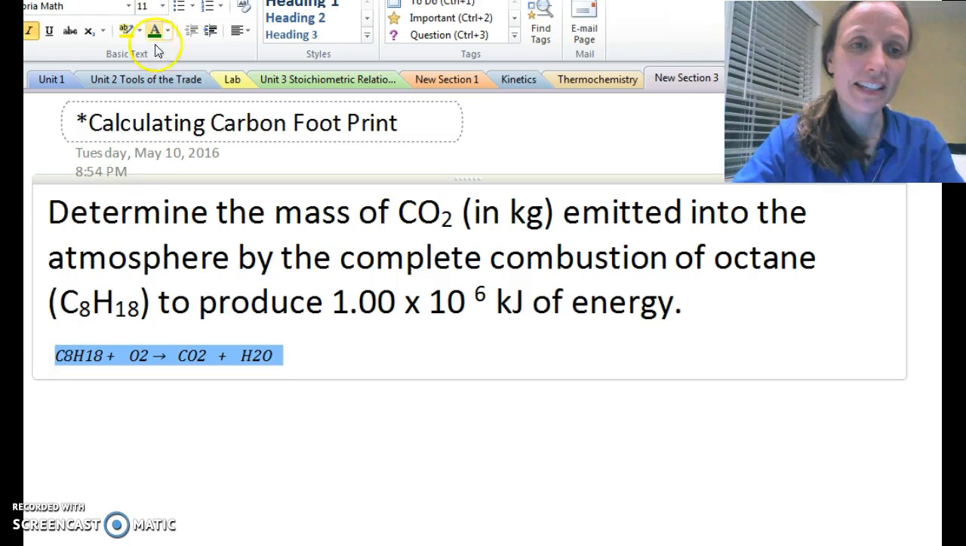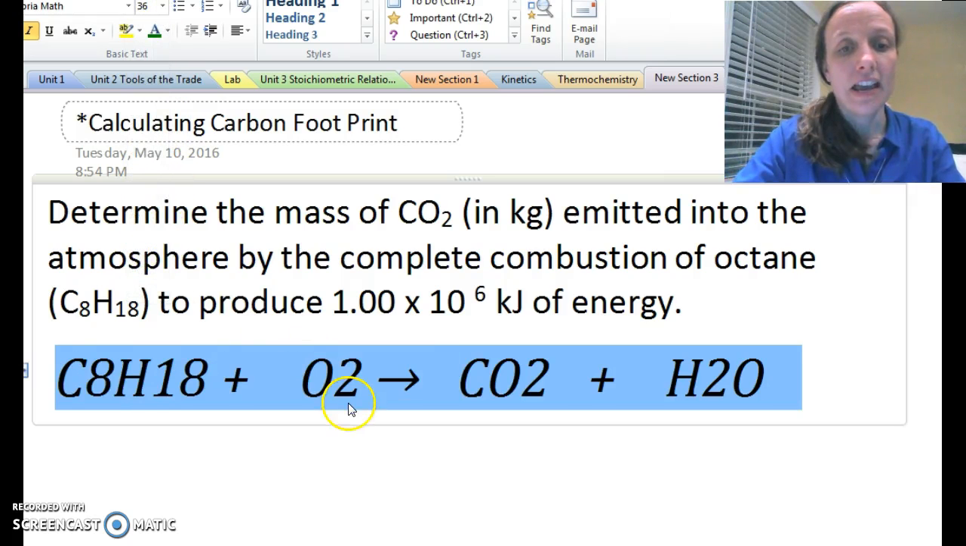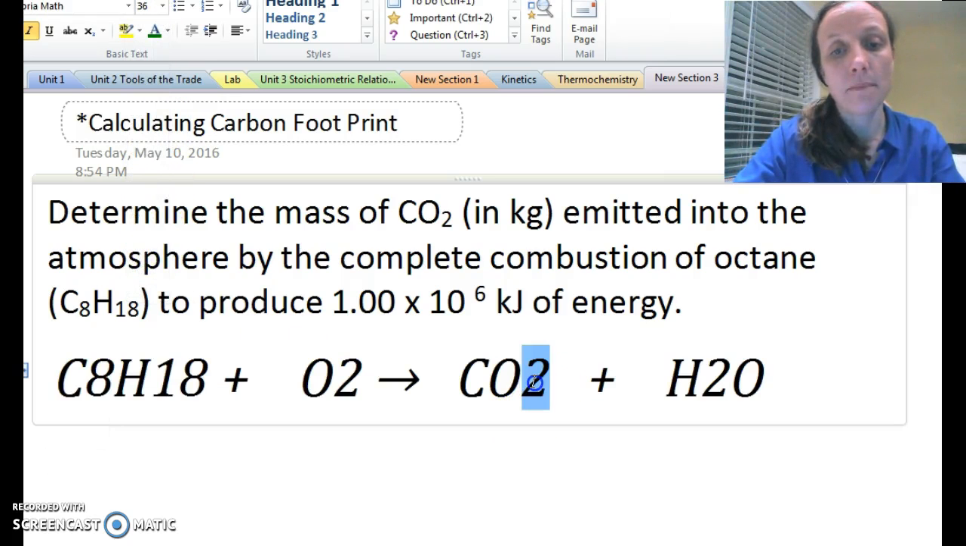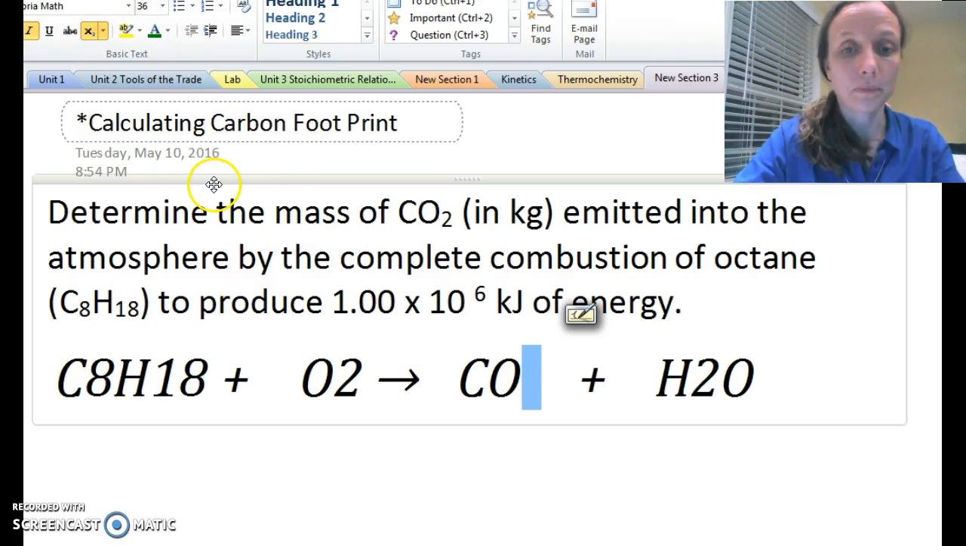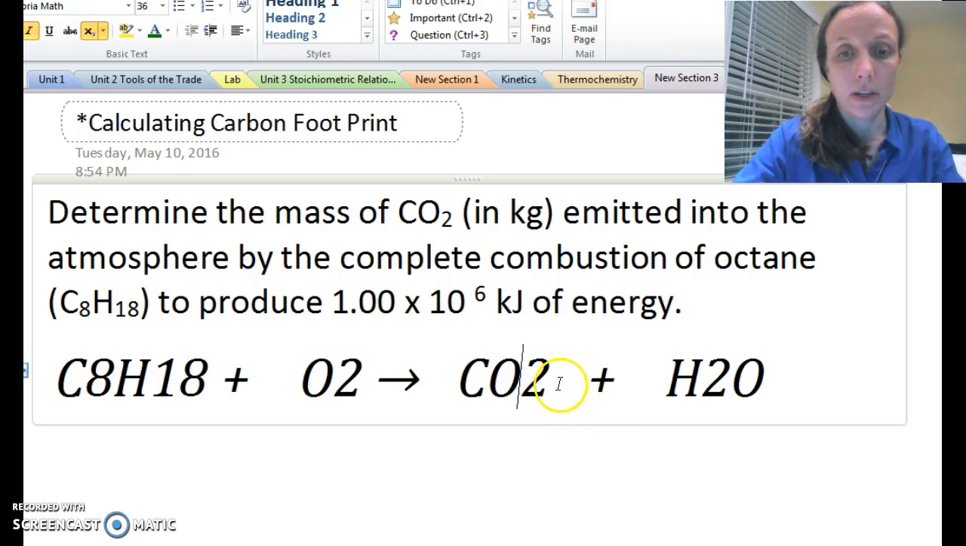And the funny thing about balancing is that IB will allow you to balance an equation using a fraction. And you guys know me, that is not my cup of tea. I like it to be a round whole number. There we go.